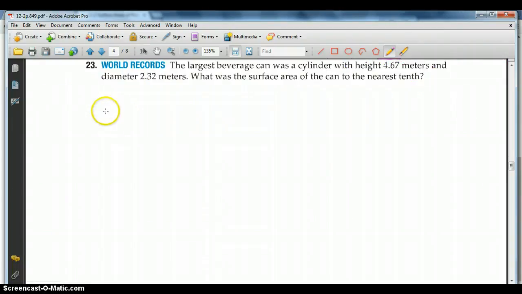Number 23, the largest beverage can was a cylinder with a height 4.67 meters and diameter 2.32 meters. What was the surface area of the can to the nearest tenth? So if the diameter is 2.32, first of all, that would make our radius 1.16 meters. And if we're looking for surface area, then we want the lateral area plus 2 times the area of the base.